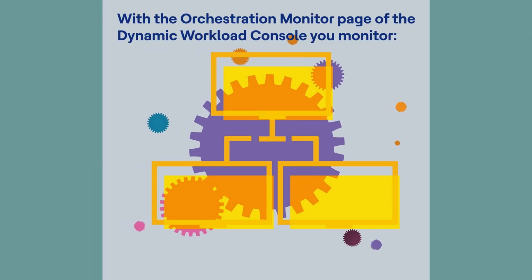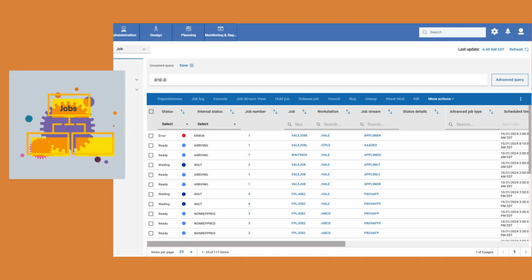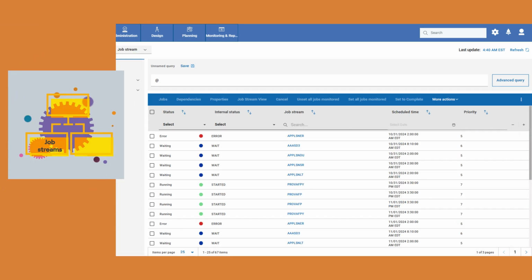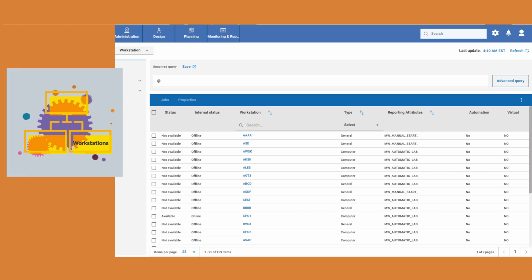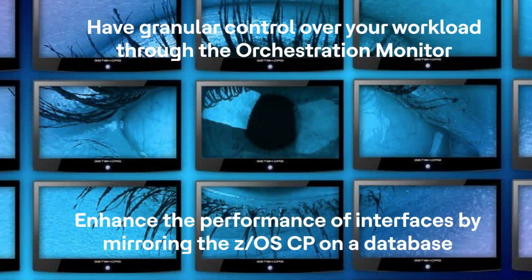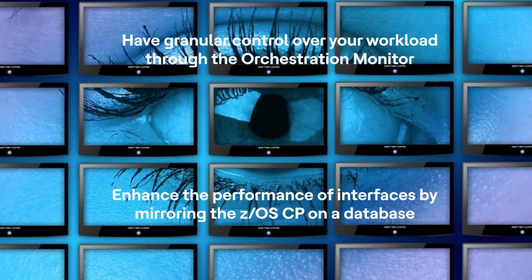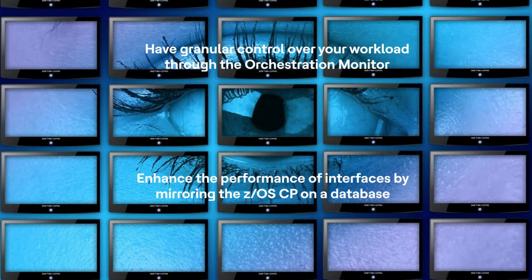With the Orchestration Monitor, you monitor your jobs, job streams and workstations. Have granular control over your workload through the Orchestration Monitor and enhance the performance of interfaces by mirroring the current plan on a database.